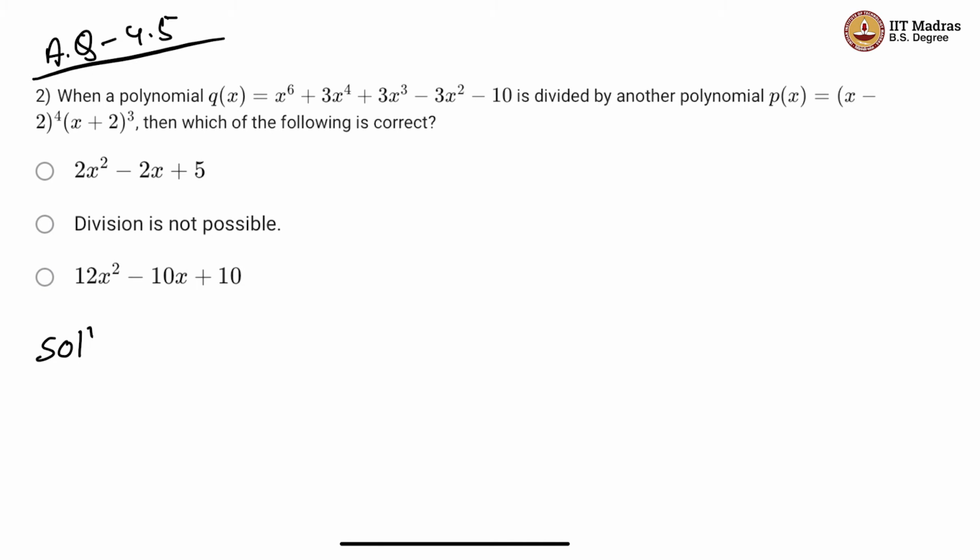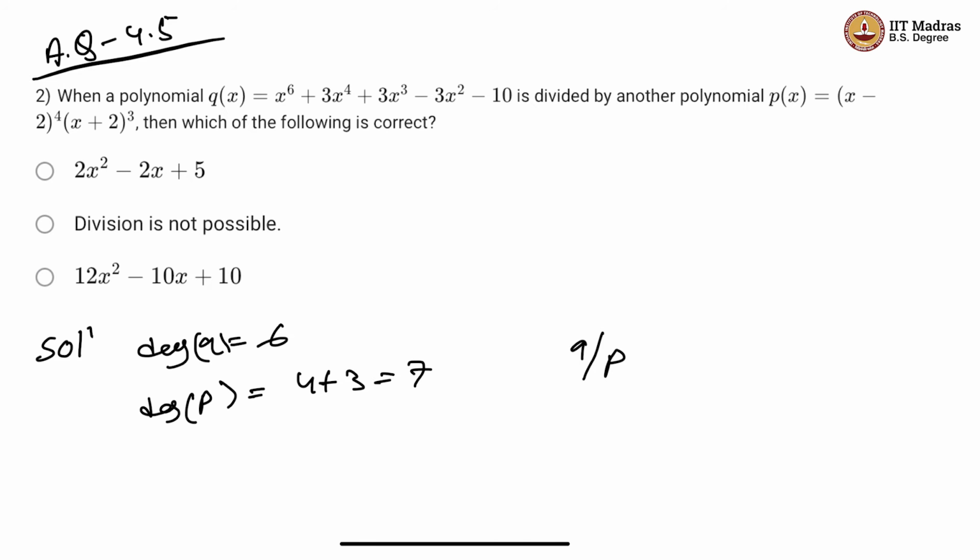Question number 2 from activity question 4.5: when the polynomial q is divided by another polynomial p, which of the following is correct? Okay, so we can see that here the degree of q is 6 and the degree of p is 4 plus 3, that means 7. So the degree of p is greater than the degree of q. So clearly q by p is not possible, right? So division is not possible.